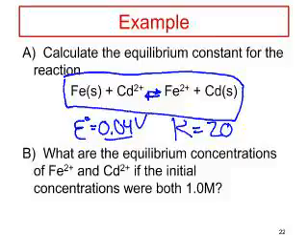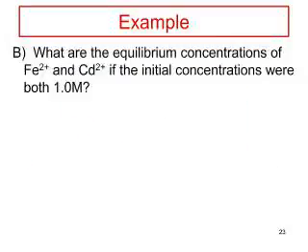All right. Now part B is this. What are the equilibrium concentrations of iron 2+ and Cd2+ if the initial concentrations were both 1 molar? An excellent question, guys. If I were to ask you how to figure this out, we have an equilibrium constant and we have initial concentrations. How do we figure it out? Well, let's make an ICE table, everybody.